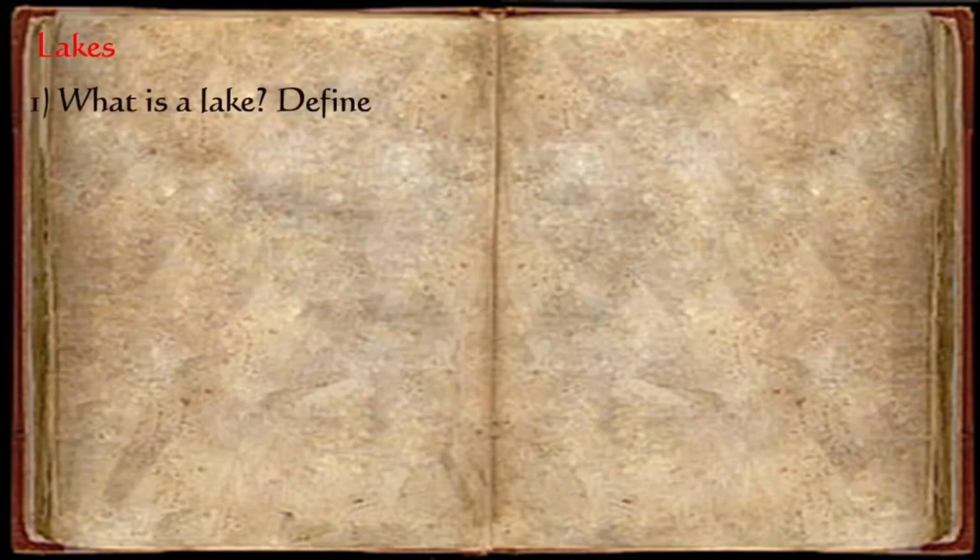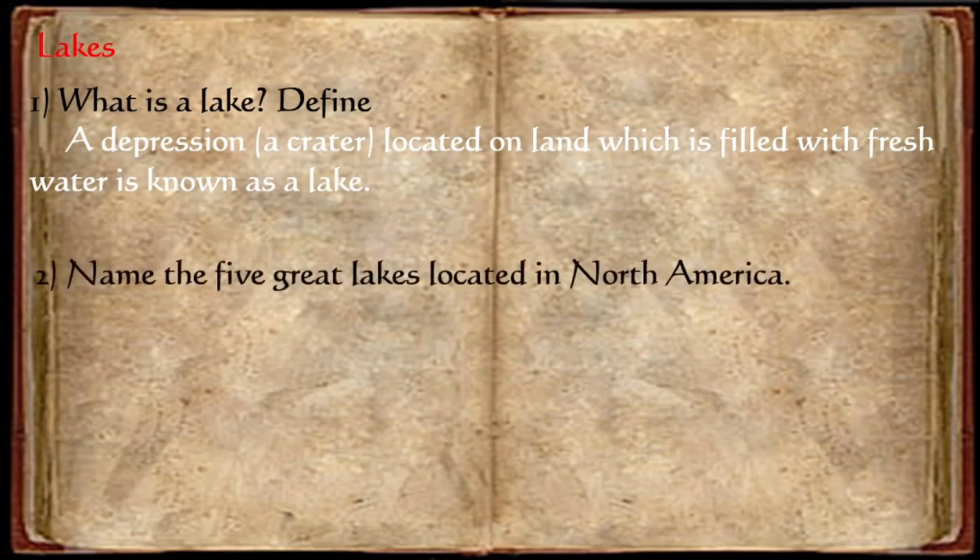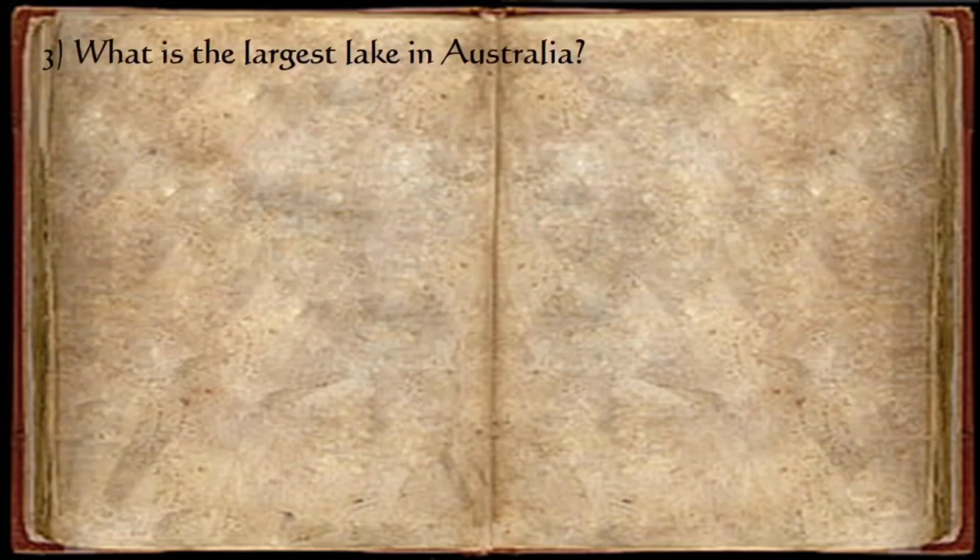Lakes. What is a lake? Define. A depression or a crater located on land which is filled with fresh water is known as a lake. Name the five great lakes located in North America: Superior, Michigan, Huron, Erie, Ontario. What is the largest lake in Australia? Lake Eyre.